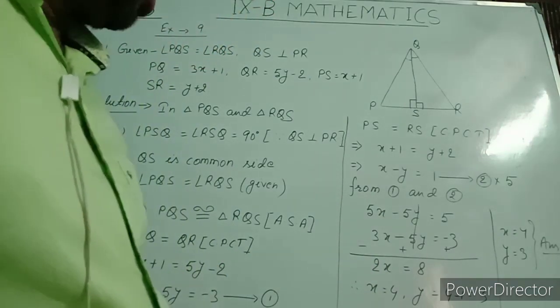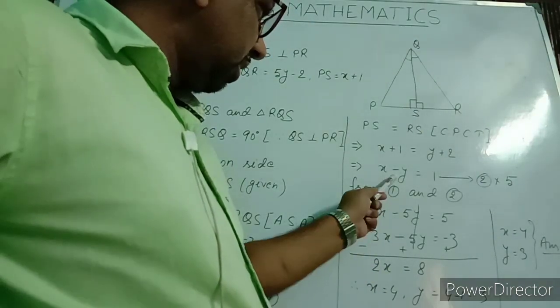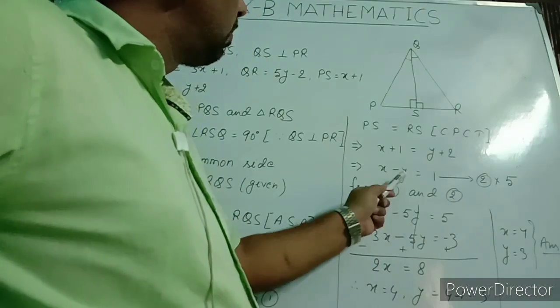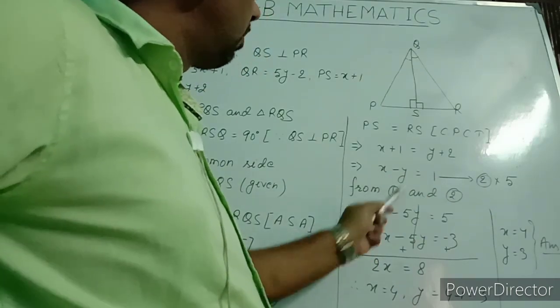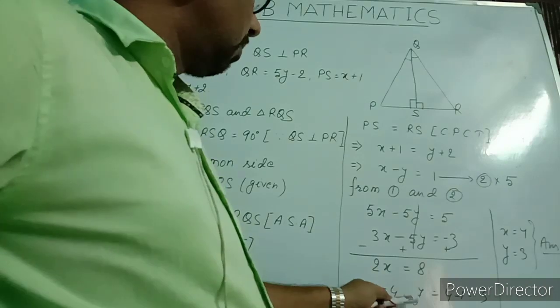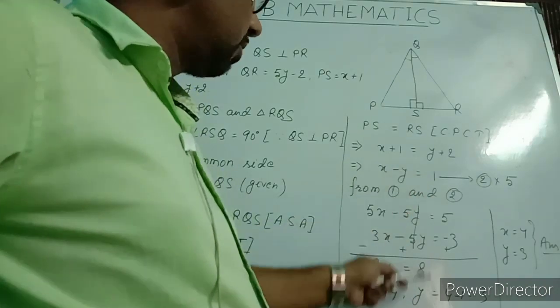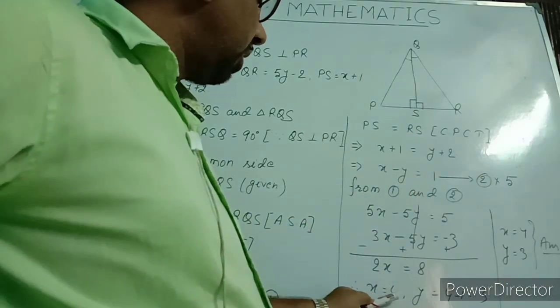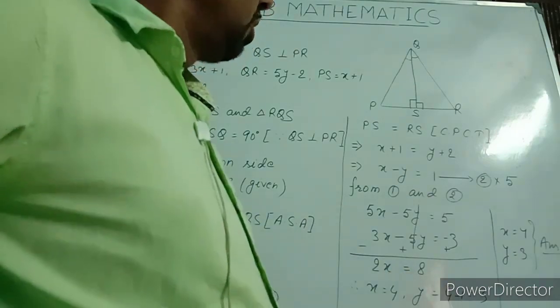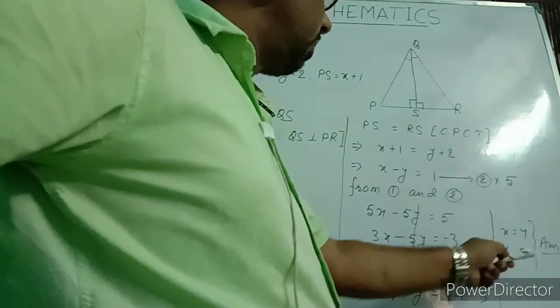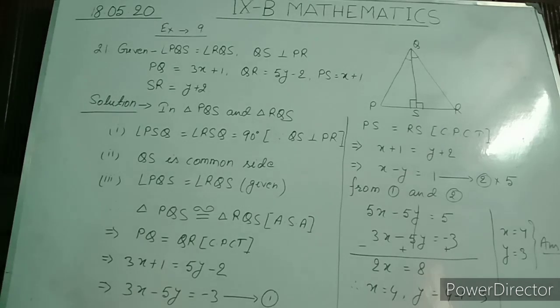And now I put this value of x in this equation to get the value of y. So y equal to x minus 1, which means y equal to 4 minus 1 equal to 3. So x equal to 4 and y equal to 3. These two are the answers of this question. x equal to 4 and y equal to 3.